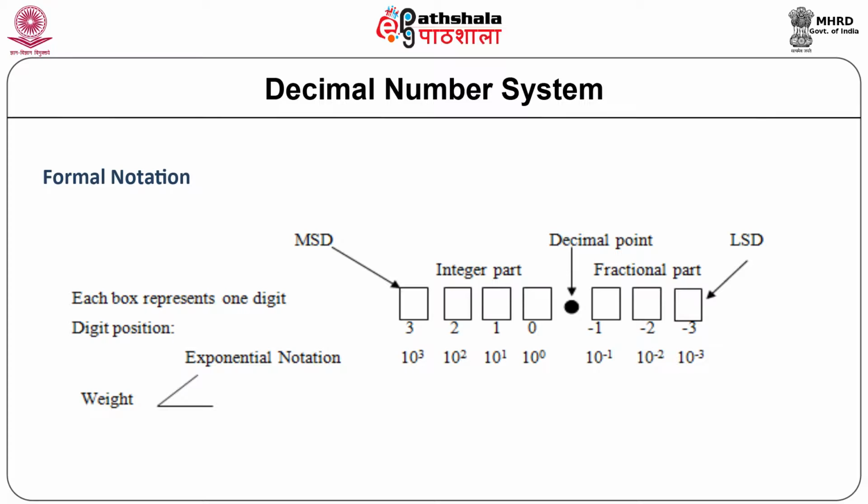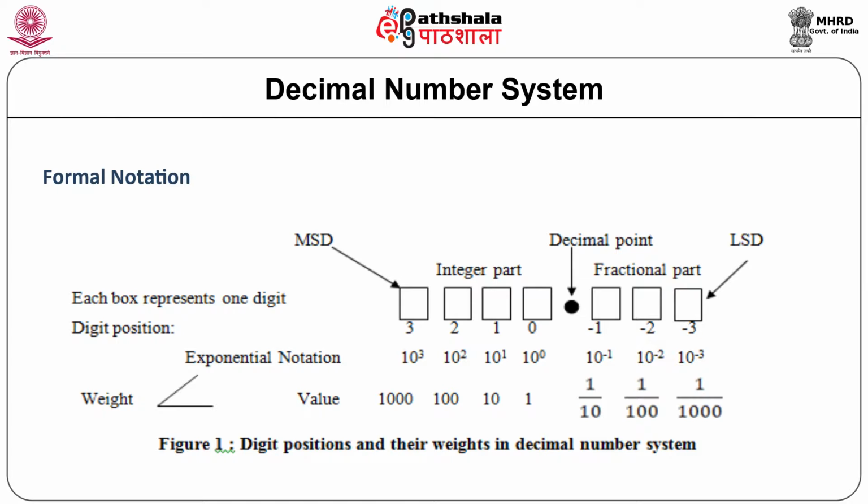Note that the value of the leftmost digit is maximum, hence it is called the most significant digit, MSD. Similarly, the rightmost digit has minimum value, hence it is referred to as the least significant digit, LSD. The weights in a decimal number are multiples of 10, that is 1, 10, 100, 1000 and so on for integers. Similarly, 1 upon 10, 1 upon 100 and so on for the fractional part.